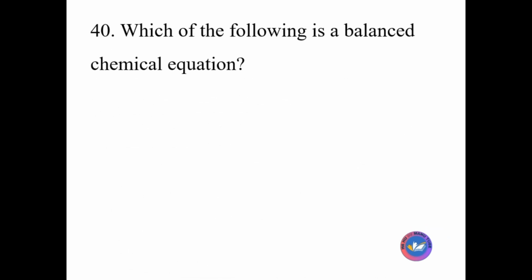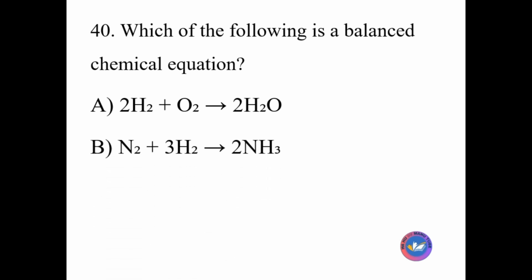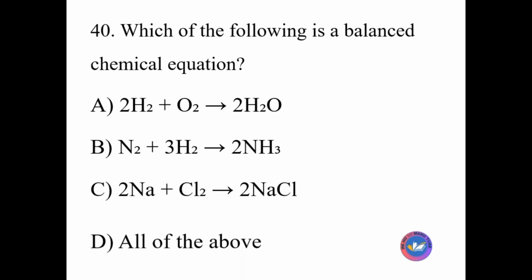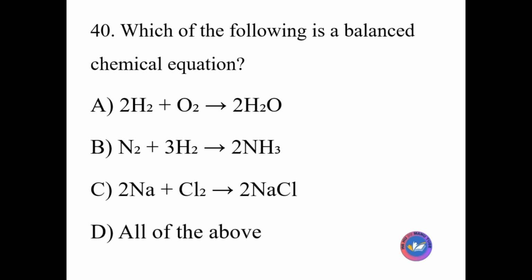Question number 40. Which of the following is a balanced chemical equation? A. 2H2 plus O2 gives 2H2O. B. N2 plus 3H2 gives 2NH3. C. 2Na plus Cl2 gives 2NaCl. D. All of the above. The answer will be all of the above.